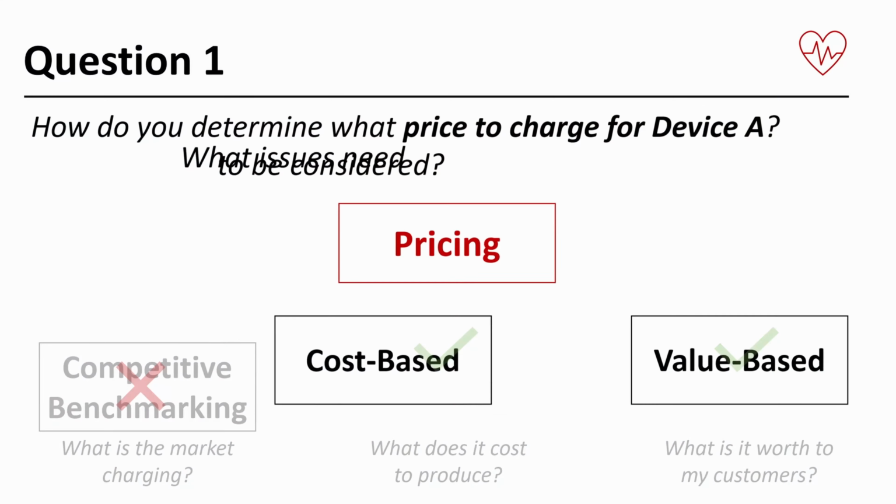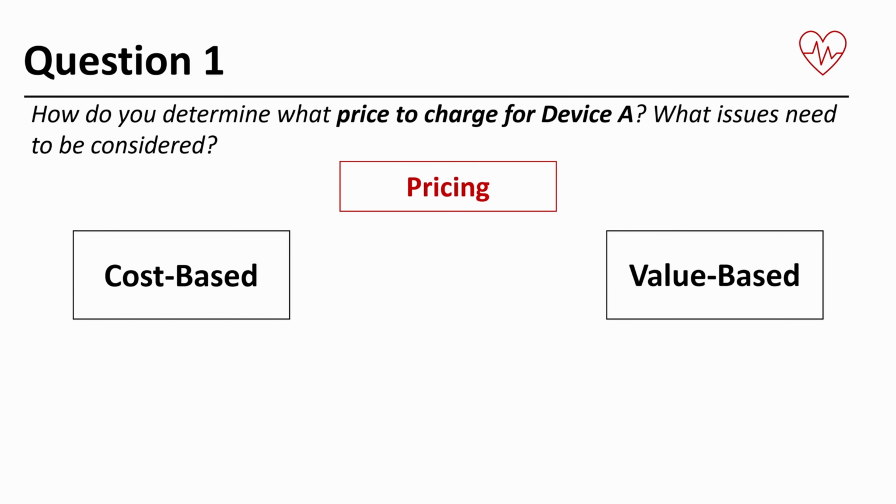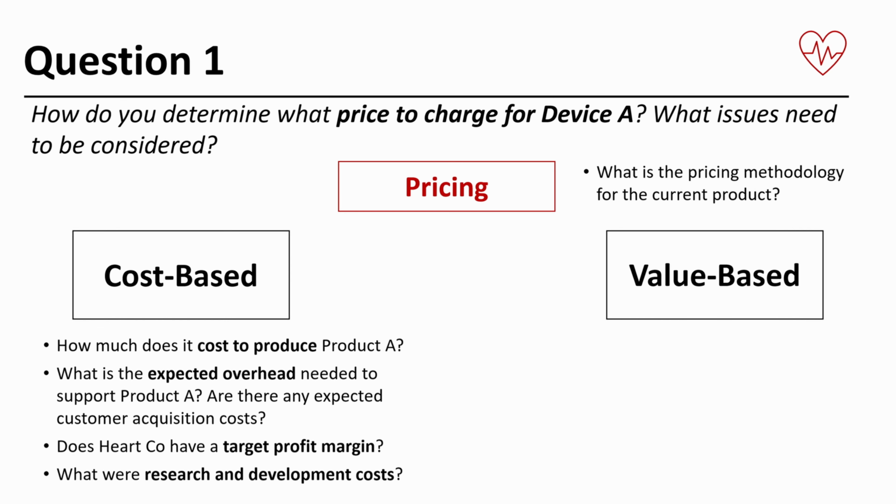But before diving into these 2 buckets, it would be helpful to understand the current pricing methodology for their current product and market, as this methodology will likely be a helpful benchmark for calculating our new pricing methodology. When I think about the cost-based perspective, I would want to understand, how much does it actually cost to produce product A? Is there any expected overhead needed to support the product? Any expected customer acquisition costs? Does Heartco or a client have a target profit margin they're trying to achieve?